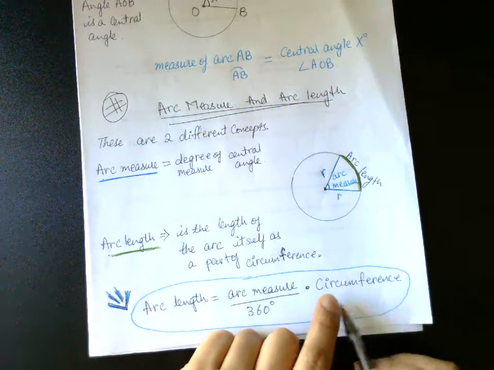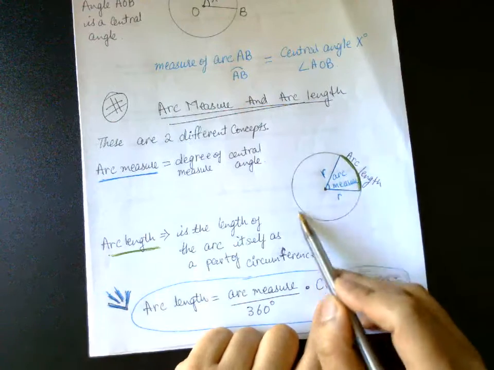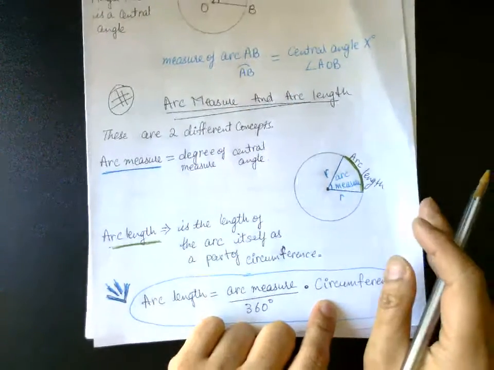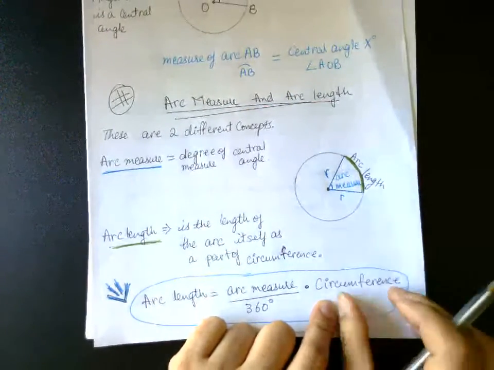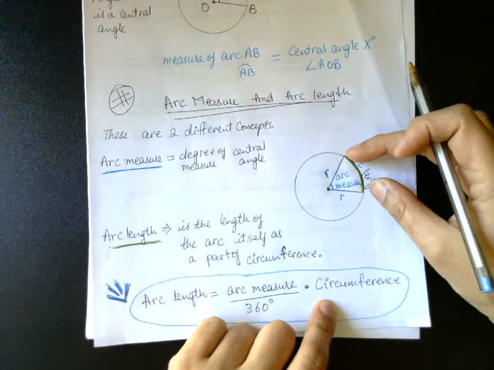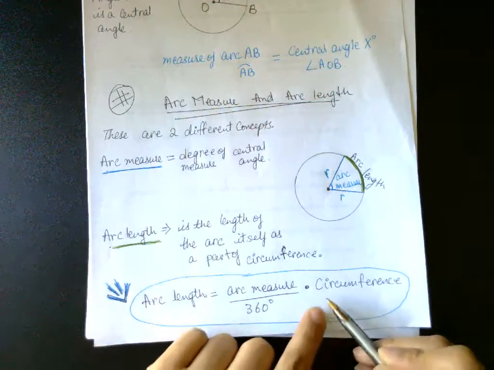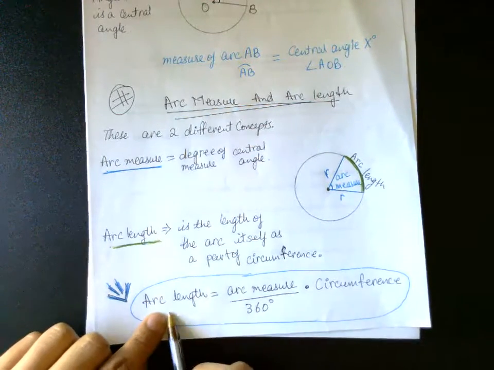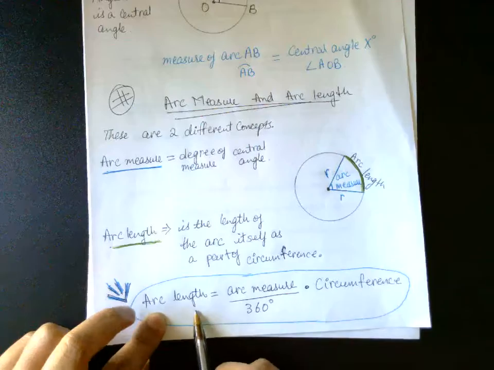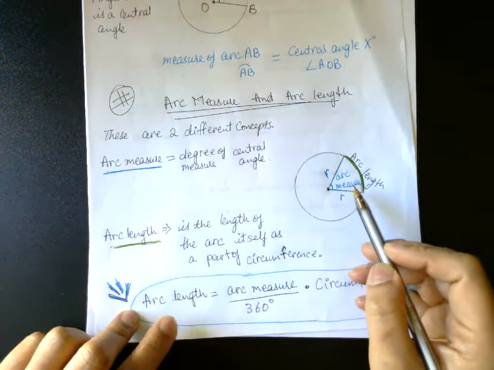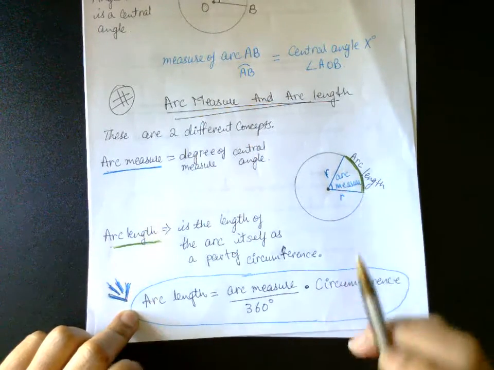Times the circumference. Why circumference? Because we are talking about the length, and length is nothing but the circumference. And we want to know only this portion of the circumference. So arc measure divided by 360 times circumference will be your arc length. And arc length is different from arc measurement. I hope it will help.